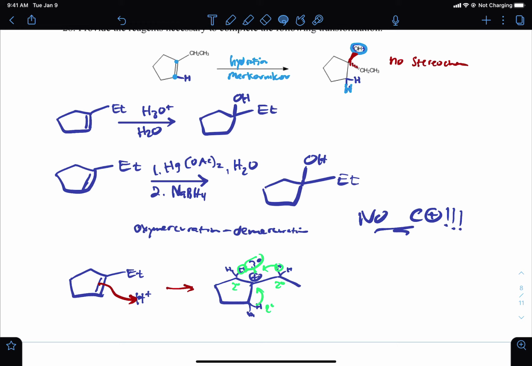rearrangements. Okay. Again, if you want rearrangements, or if the product you want relies on a rearrangement occurring, your only option is the acid-base mechanism. If your product relies on a rearrangement not occurring, when it could occur, you need the oxymercuration mechanism. If rearrangements are not likely to occur at all, then it doesn't matter which one you use.